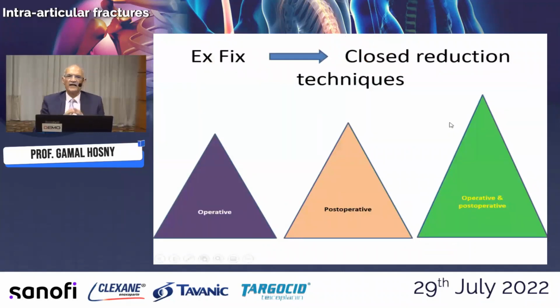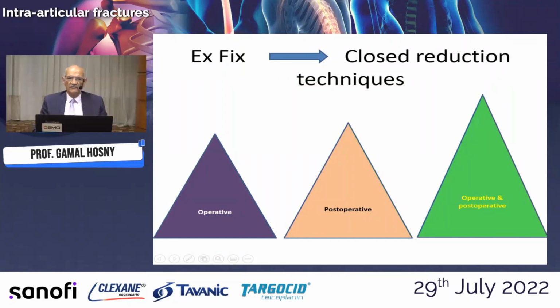What's the value of external fixation? The value of external fixation in the intra-articular fractures is closed reduction techniques. This is the real merit of external fixation. You can reduce the fracture without any incision, during the operation, or post-operatively, or during follow-up. So the real value of external fixation is closed reduction techniques, not to use it as a temporary method for 1 or 2 weeks. No, this is not true.